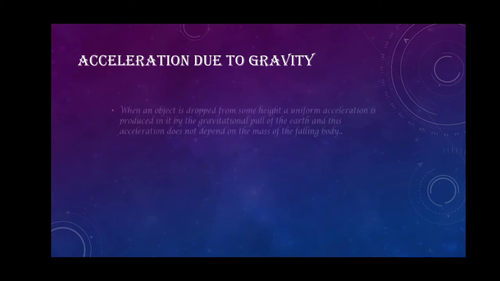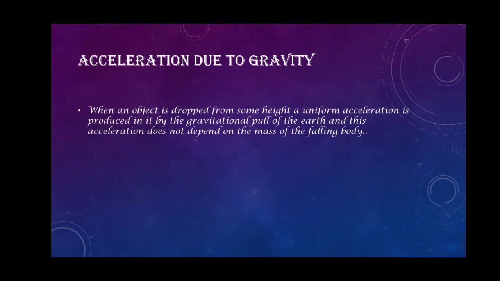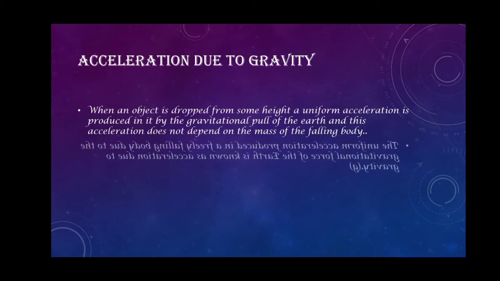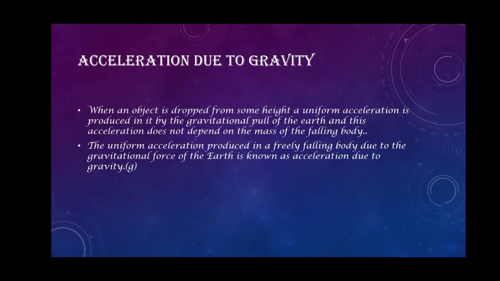Acceleration due to gravity. When an object is dropped from some height, its velocity increases at a constant rate. In other words, when an object is dropped from some height, a uniform acceleration is produced in it by the gravitational pull of the Earth, and this acceleration does not depend on the mass of the falling object. The uniform acceleration produced in a freely falling body due to the gravitational force of the Earth is known as acceleration due to gravity and is represented by the letter g.